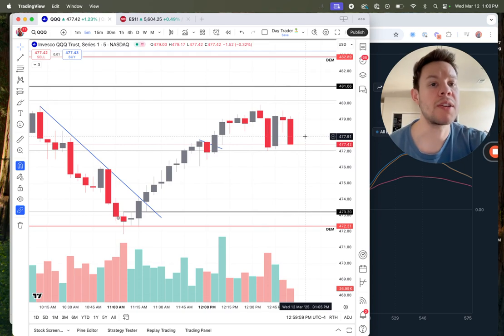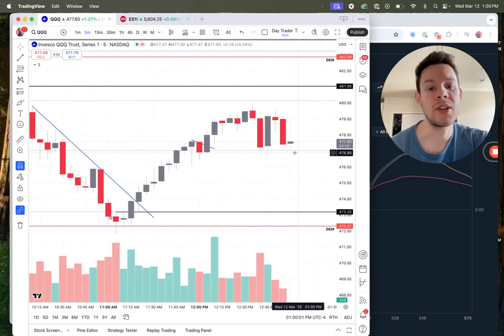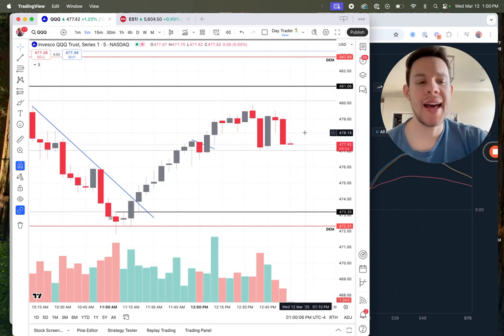And as of right now, QQQ is falling. It might be a good opportunity to go short. I don't know. But besides that, that is how I traded the QQQ for a total of 110% return.